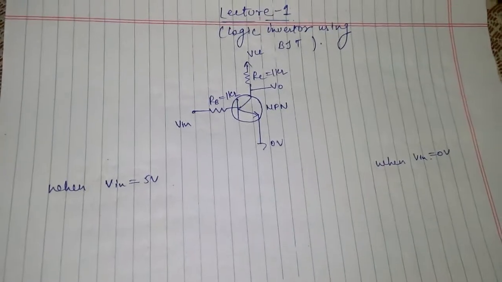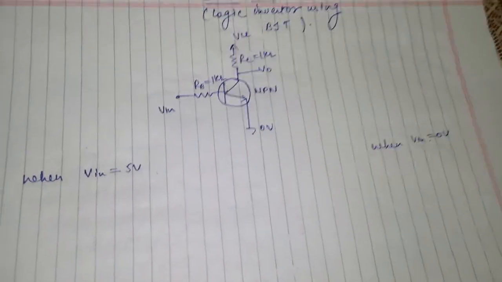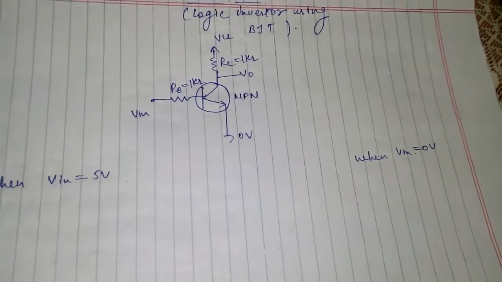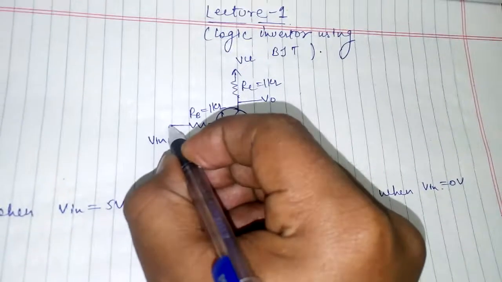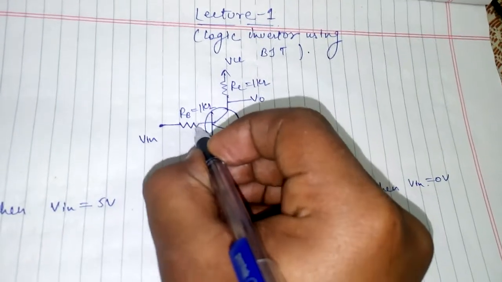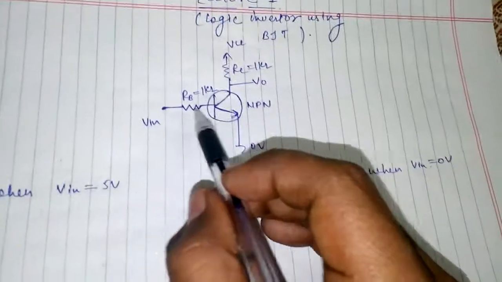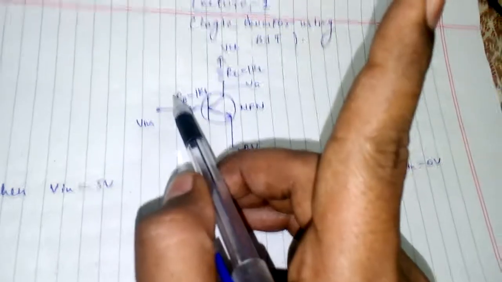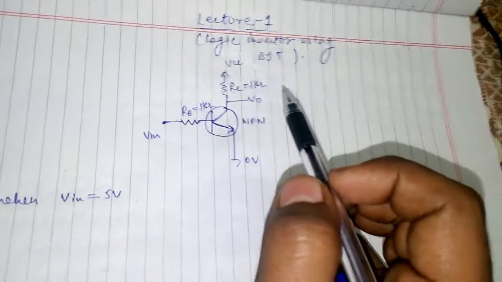Hello friends, this is my remaining video of lecture first where we have studied about the logic inverter designing using NPN transistors. So here we have the simplified form of the circuit which we have already studied in the first lecture, where we are using two resistors at the input, but instead of two here we are using only a single resistor, which not only reduces the cost but also reduces the size and power dissipation too.